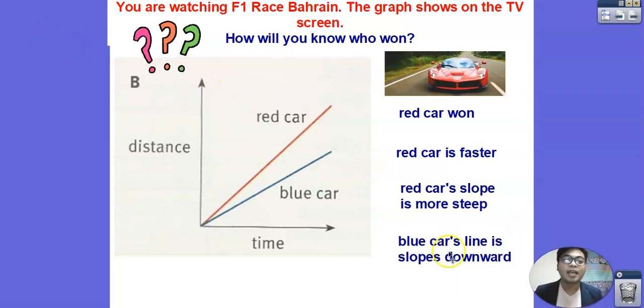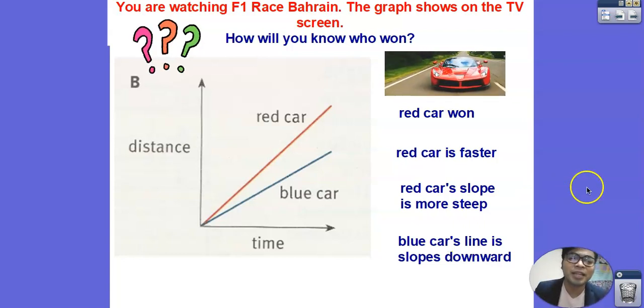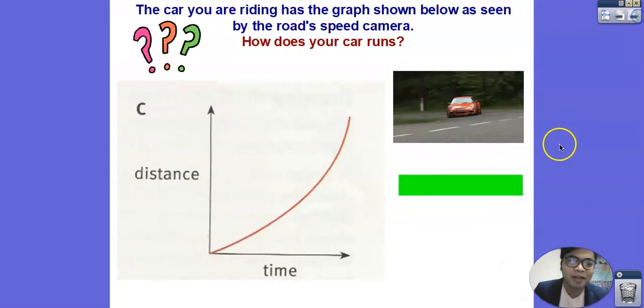And of course, if you look at the slope of the blue car, it's sloping a little bit downward. It shows that it has less distance in comparison with the red car over a period of time. This shows that the blue car is slower and the red car is the winner. Did you get it also correctly? That's awesome. Let's proceed with the next graph right over here.